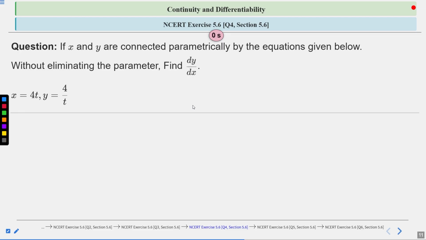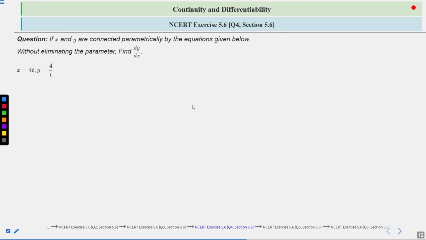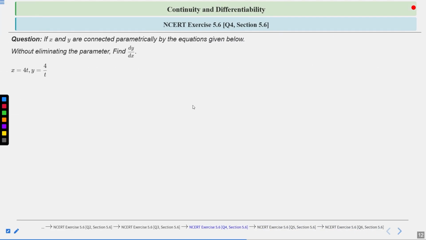Okay, let us see the solution part. Again, x is equal to 4t and y is equal to 4 by t, and we basically have to find dy by dx without eliminating the parameter t. So the answer will be minus 1 upon t square. Let us see the solution part.